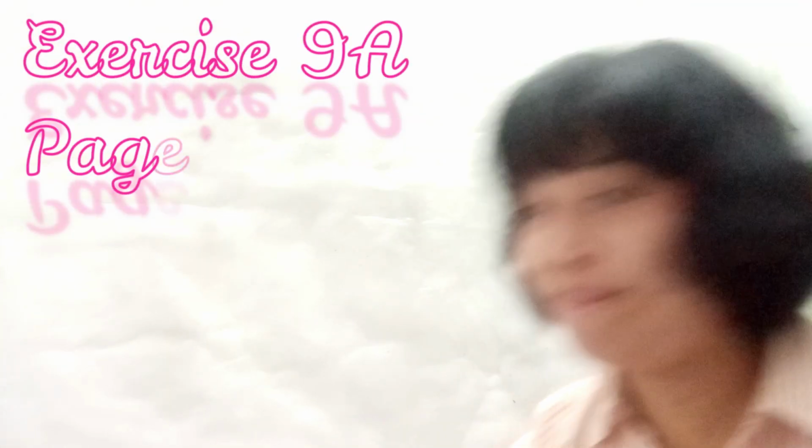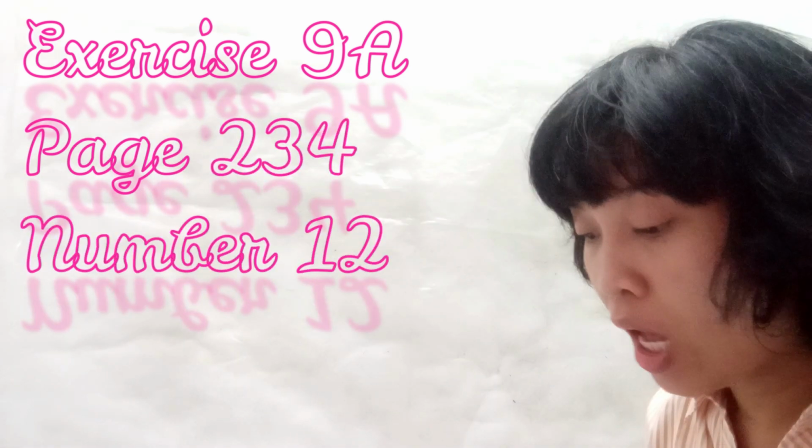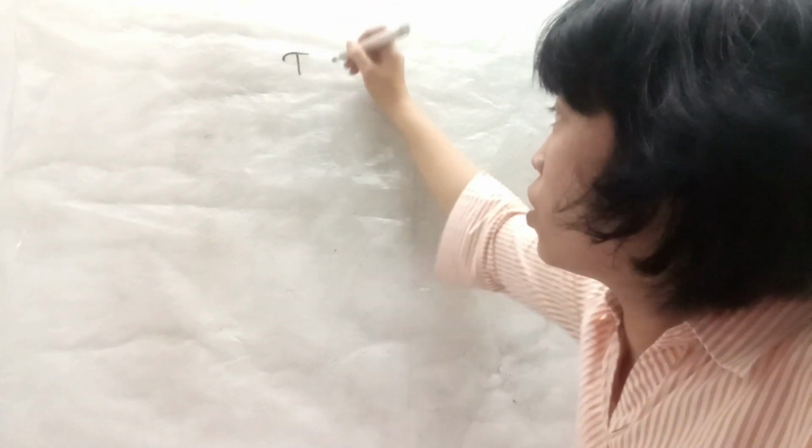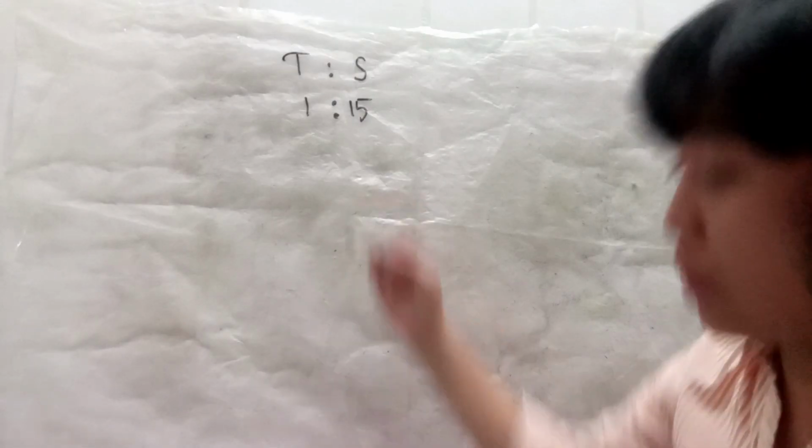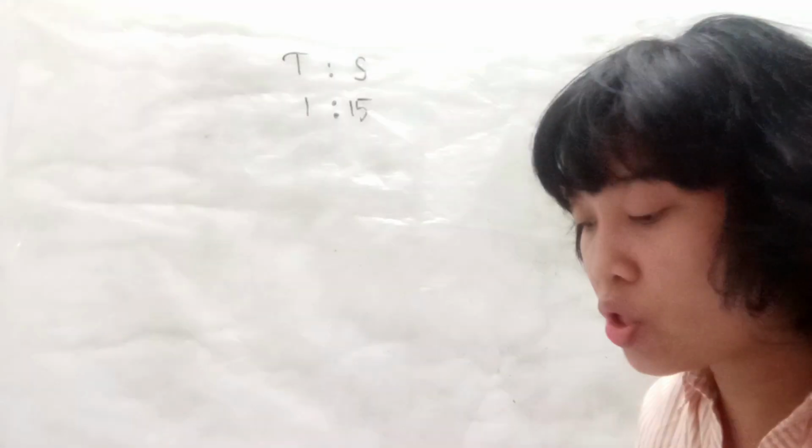Next, now I will explain number 12. In a school of 1,200 students, the ratio of the number of teachers to students is 1 to 15. And then there are 1,200 students. Next, after some teachers join the school, the ratio of the number of teachers to the students become 3 to 40. Find the initial number of teachers.